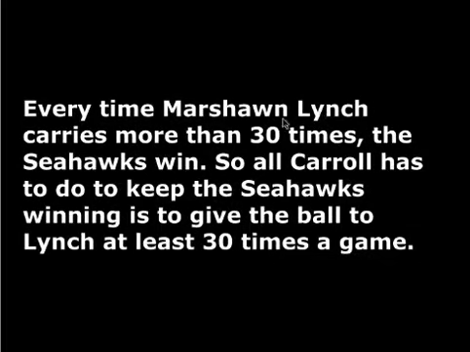A certain player running a certain kind of play more than 30 times, that's event type A. And event type B is Seahawks winning. And the premise is about a correlation. Every time this happens, that happens. The conclusion is about causation. Carroll can ensure the winning, can control the winning by controlling the number of carries.